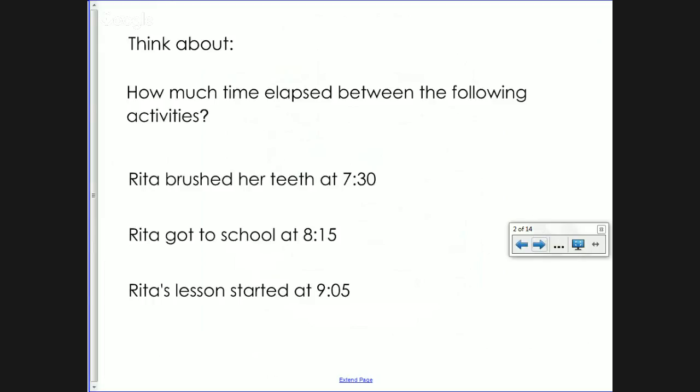How much time elapsed between the following times? Rita brushed her teeth at 7:30. Rita got to school at 8:15. Rita's lesson started at 9:05. So we're going to actually use the clock that you have, and I'm going to go back to the clock that I had to show 7:30 going to 8:15.